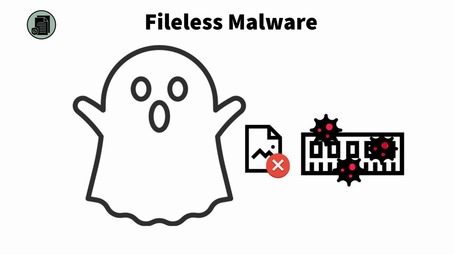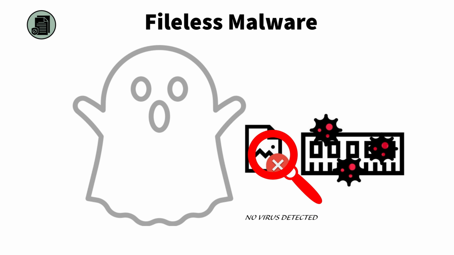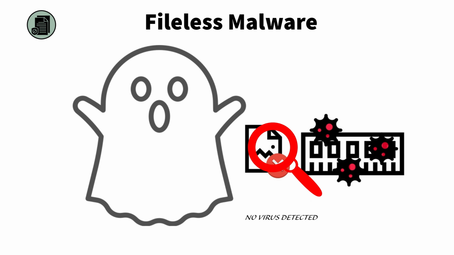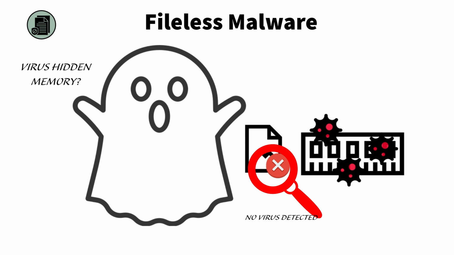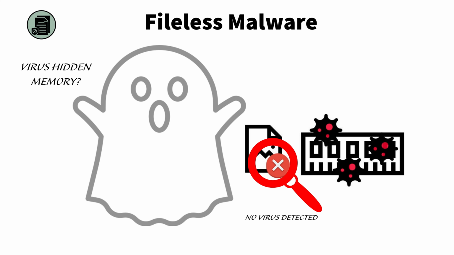Fileless viruses operate without leaving a traceable footprint on the infected system's hard drive. Instead, they reside in the computer's memory or exploit legitimate system processes to execute their malicious code, making them difficult to detect and remove using traditional antivirus software.